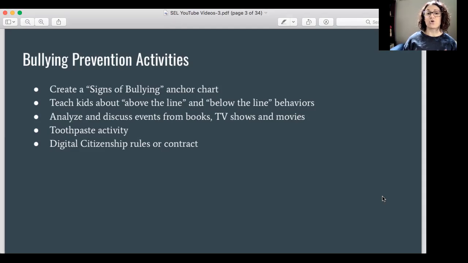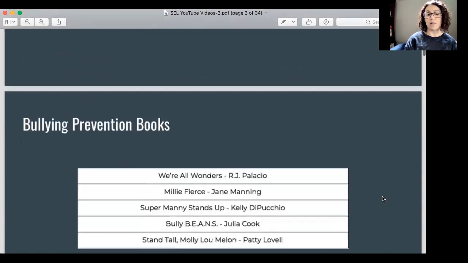There's bullying in terms of aggressive behaviors, that we think of like hitting and touching and things like that. But then there's also cyberbullying. And so you can kind of draw some parallels between those two ideas as well.